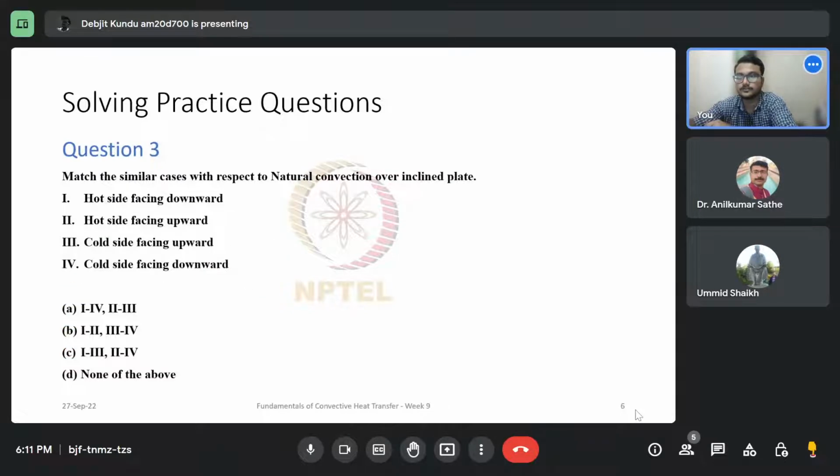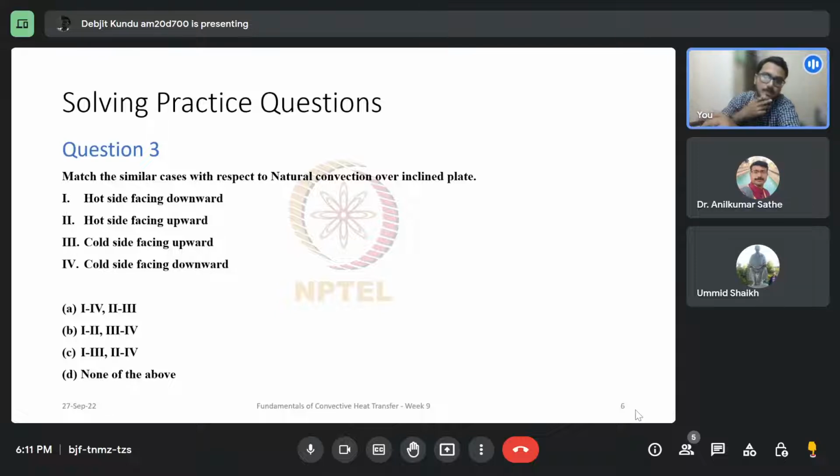So moving on to question 3, which says: match the similar cases with respect to natural convection over an inclined plane. There are 4 cases given: hot side facing downward, hot side facing upward, cold side facing upward, and cold side facing downward. Similar cases means the physics of the case might be different, but the math governing it is the same. So which are the two pairs of cases which are similar?